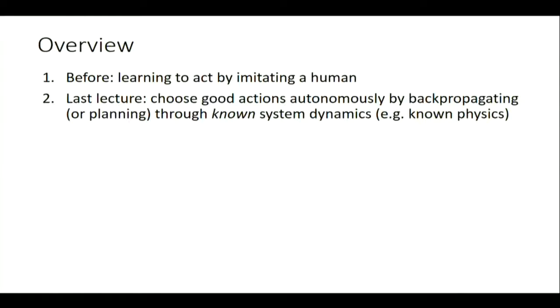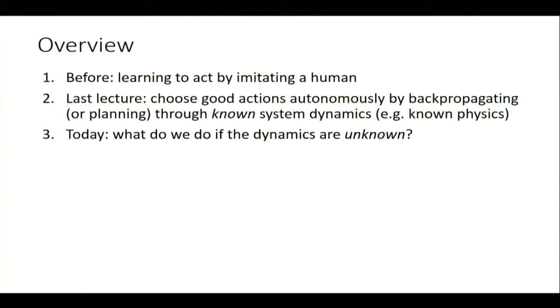Last week we learned about how we can acquire sequential decision-making policies by learning to imitate a human demonstrator, and then we talked about how, if we don't have data from a human, we could use optimal control or planning techniques to figure out how to autonomously choose optimal actions. It has this flavor of back-propagating or planning through a known dynamical system. For example, if you know how the laws of physics govern your autonomous vehicle, you can back-propagate through those equations of motion and figure out which actions you should take.